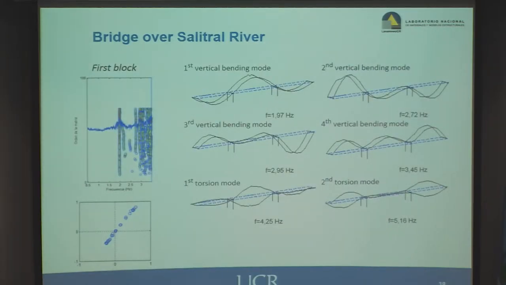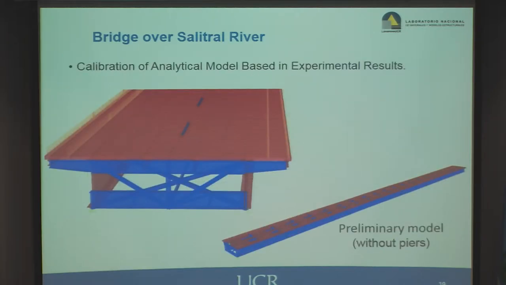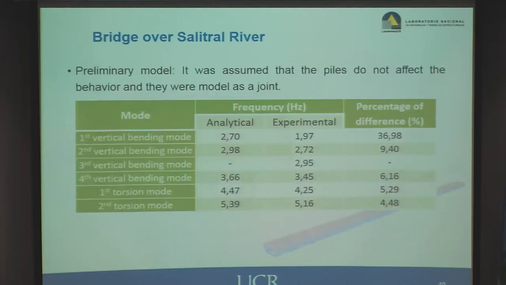These are the experimental results. You can see we obtain six modes in this case. And these are the stabilization diagram and the argon diagram for the first vertical bending mode. After this, we did an analytical model. This is the preliminary analytical model.